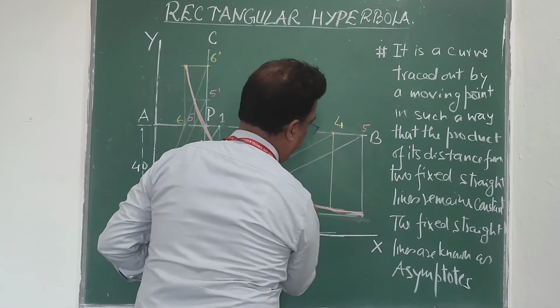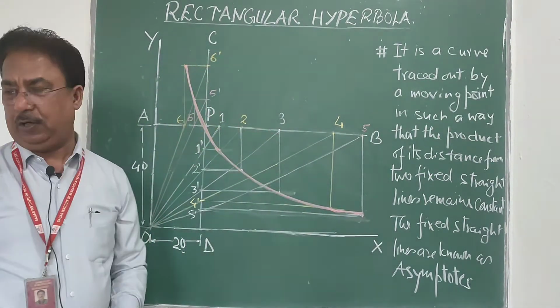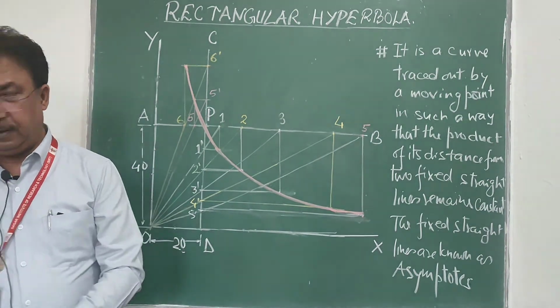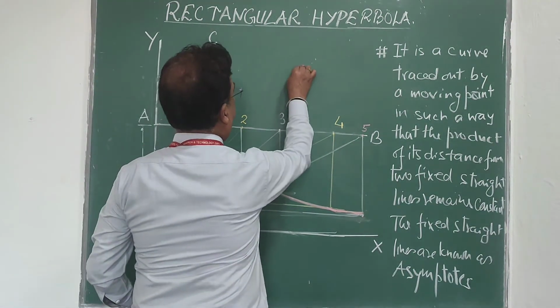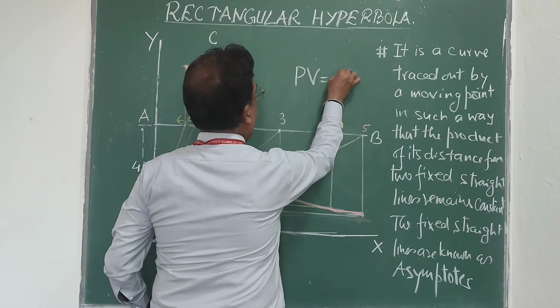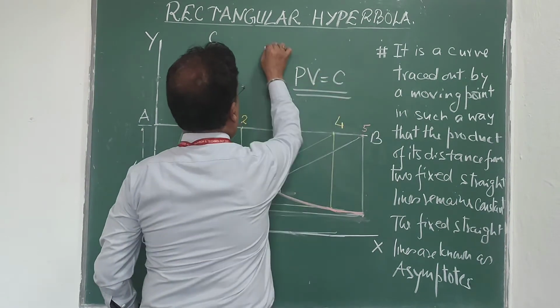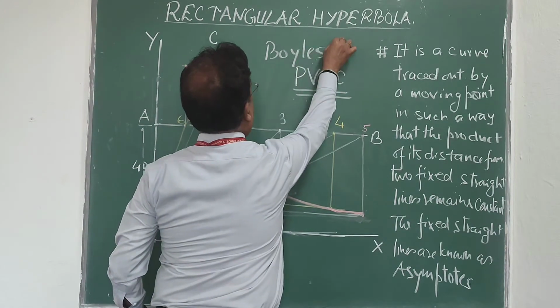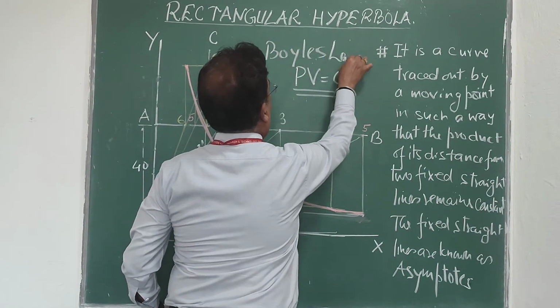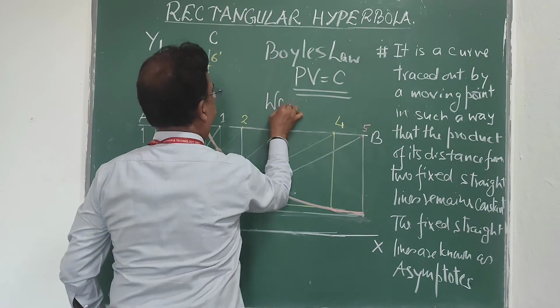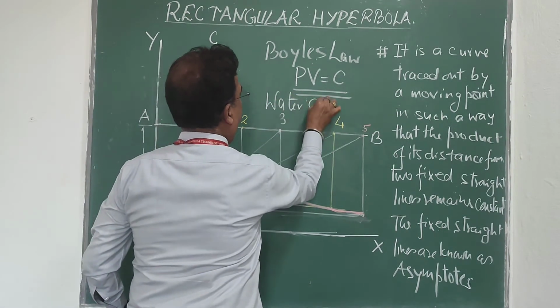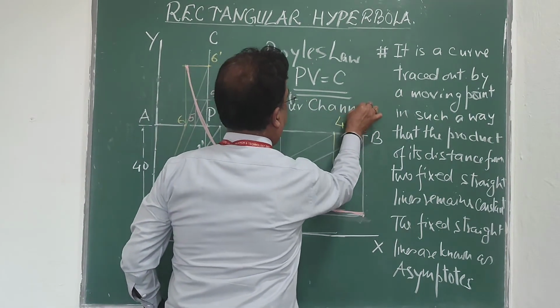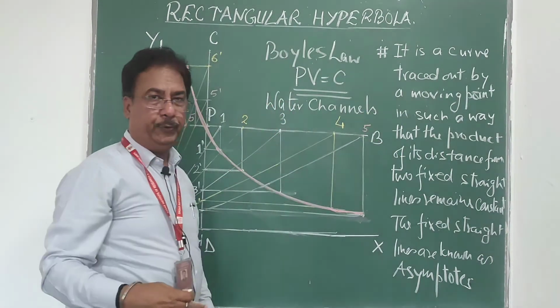So this curve is known as rectangular hyperbola. As I already told you, the Boyle's law curve, that is PV equals constant, will be a rectangular hyperbola. Also, this type of curves are used in water channels for smooth flow of the fluid.